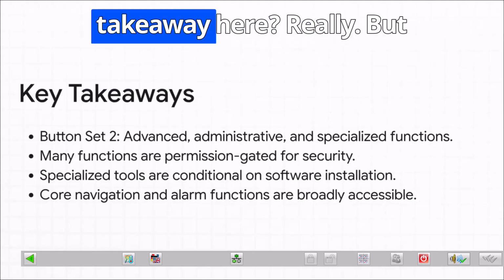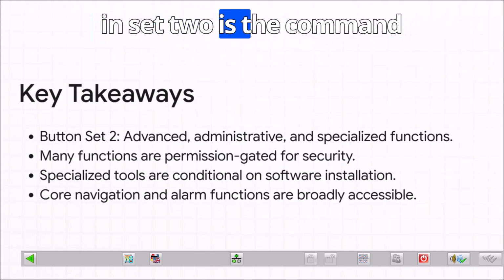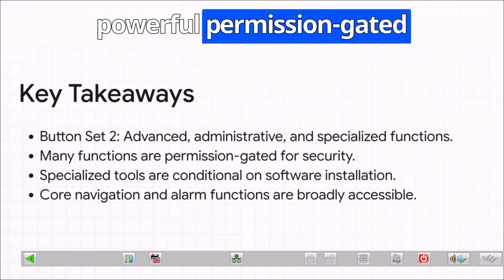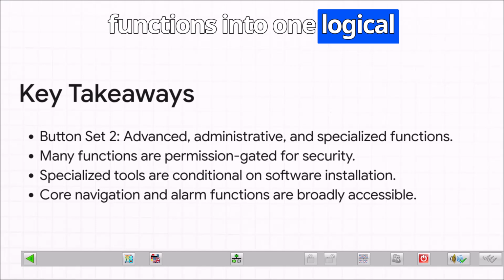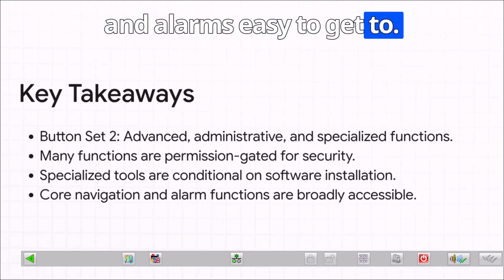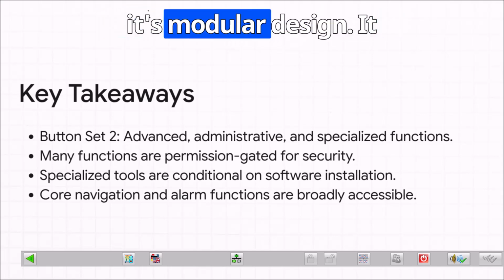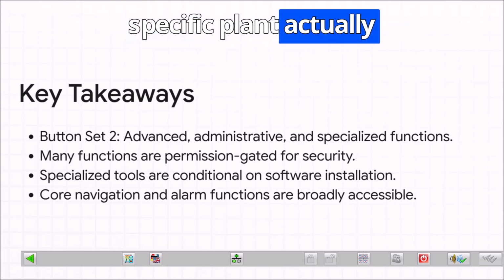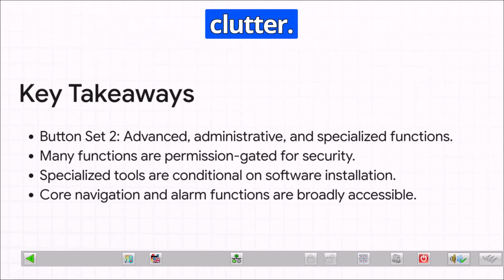So, what's the big takeaway here? Really, Button Set 2 is the command center for advanced control. It gathers all these powerful permission-gated functions into one logical place, while still keeping basic stuff like navigation and alarms easy to get to. And what's really smart is its modular design. It means the interface can be perfectly tailored to what a specific plant actually needs, with no extra clutter.